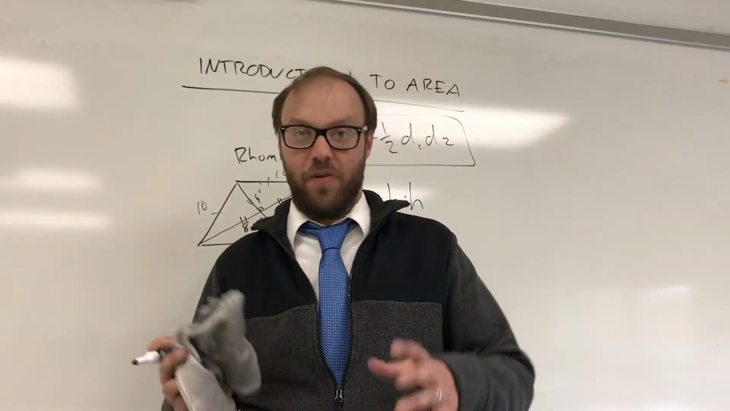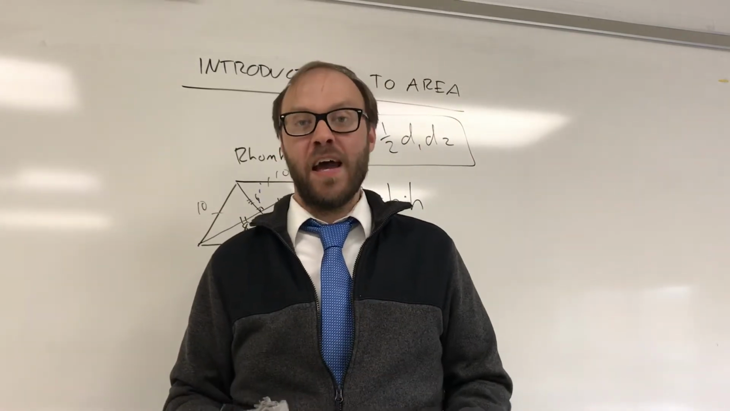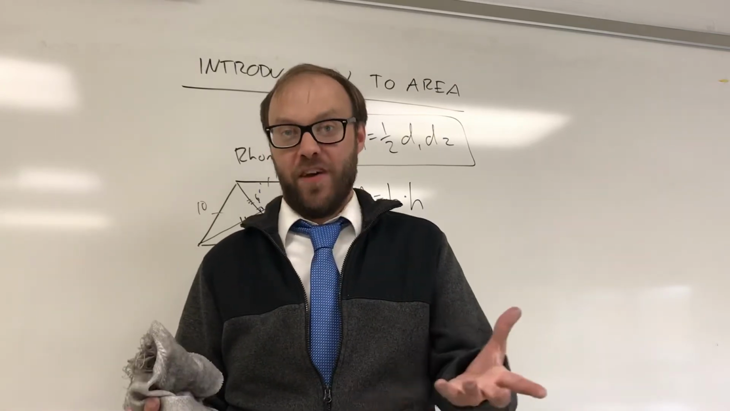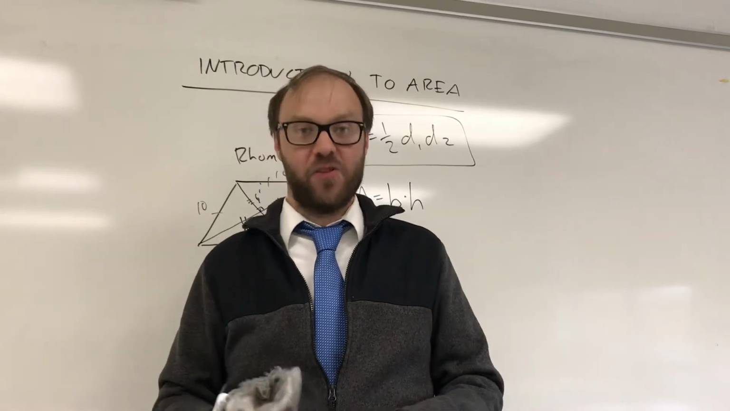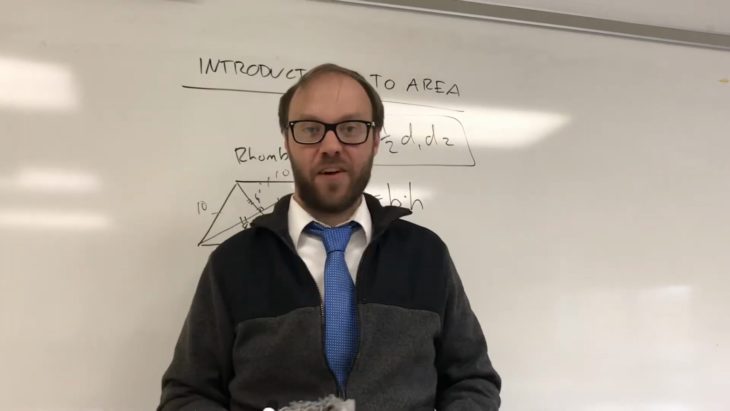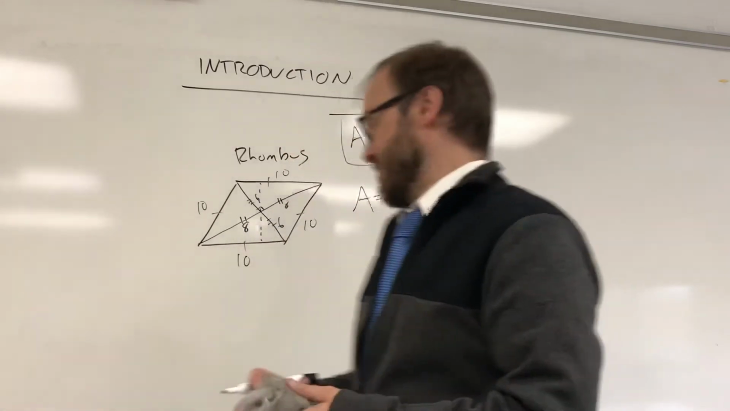So you'll have to decide, do I have information about the diagonals? If so, use the kite diagonal formula. Do I have a base and a height? In that case, use the parallelogram formula. Rhombuses are kind of special because they break up into shapes and they can be classified into a couple of different categories. As a result, whatever information you have, use the formula that matches it, okay?